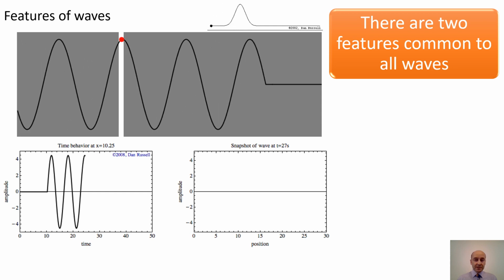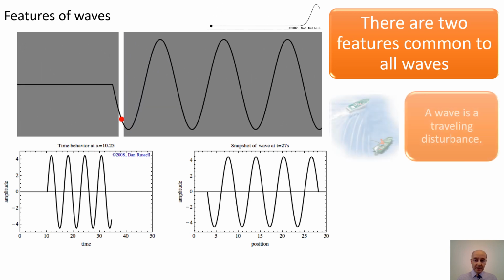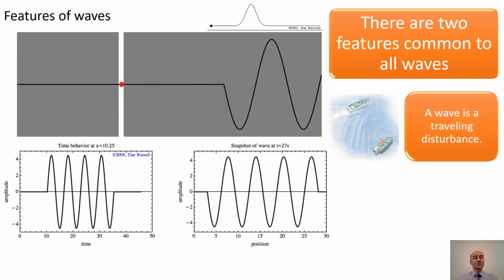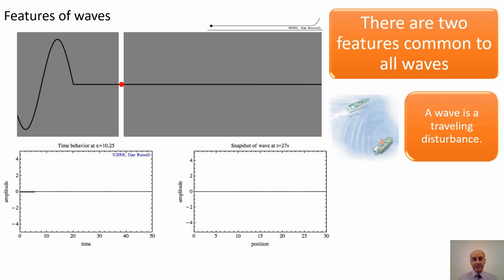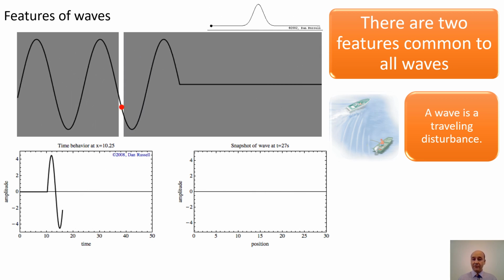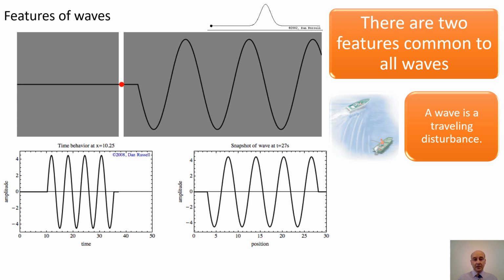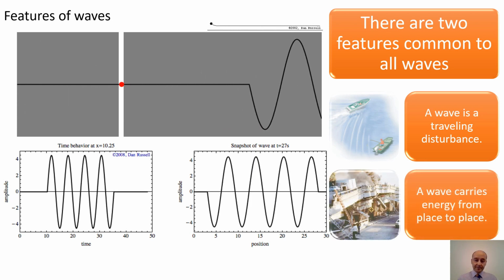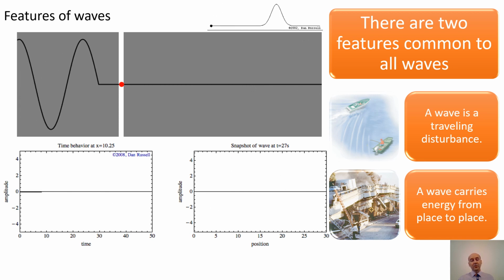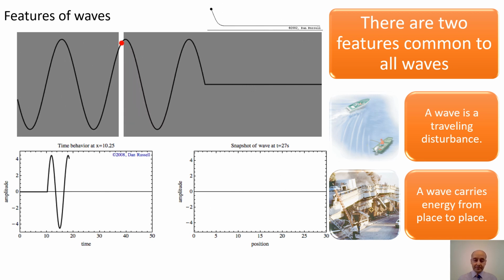There are two features common to all waves. A wave is a traveling disturbance. This is something common in every wave. We have a traveling disturbance. And also waves carry energy. A wave carries energy from point A to point B.